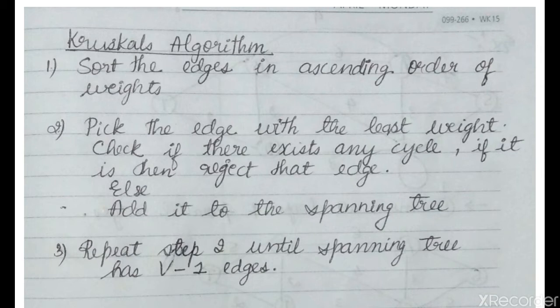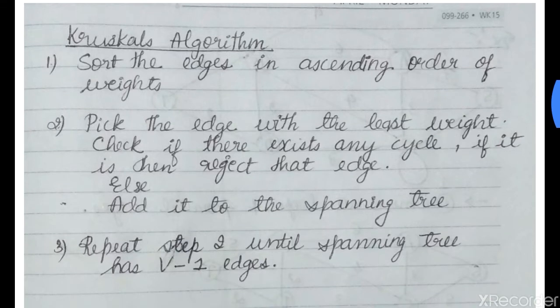So we will go through the Kruskal's algorithm, you can see here. The steps are: first, sort the edges in ascending order of weights. In the second step, pick the edge with the least weight. Check if there exists any cycle. If there exists any cycle, then reject that particular edge, else add it to the spanning tree.